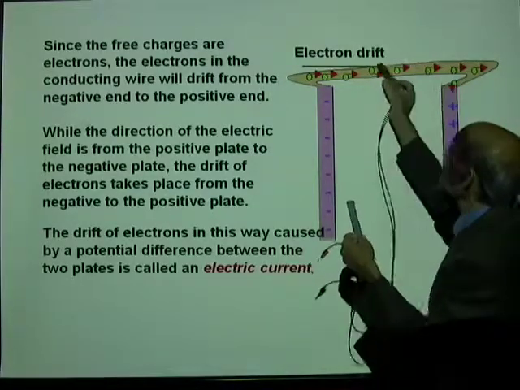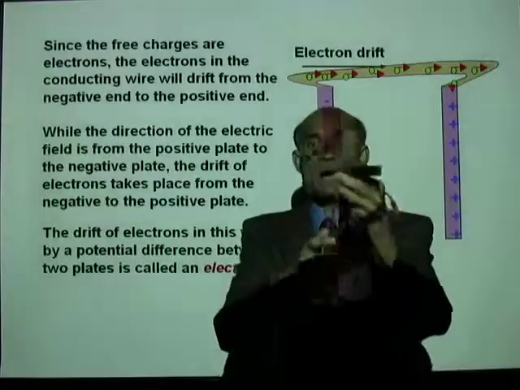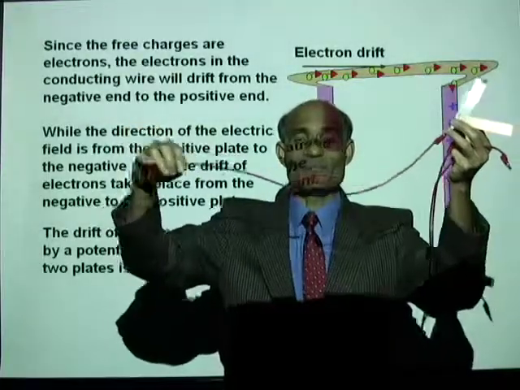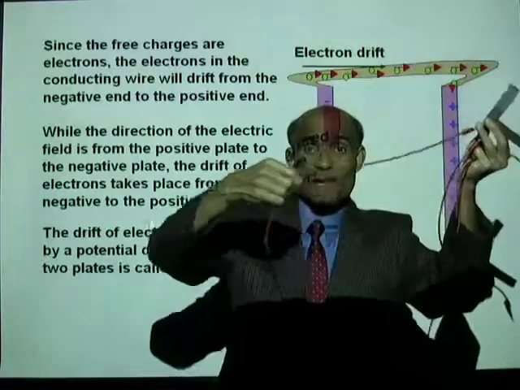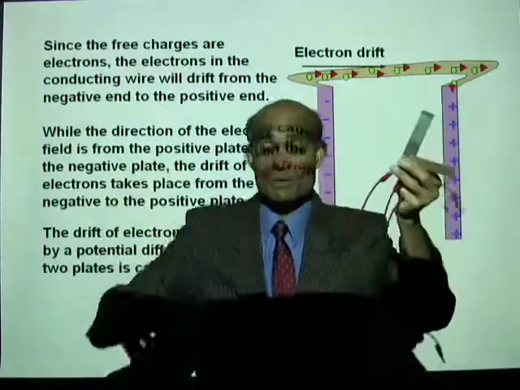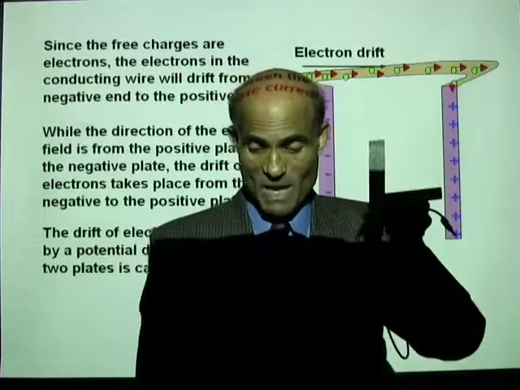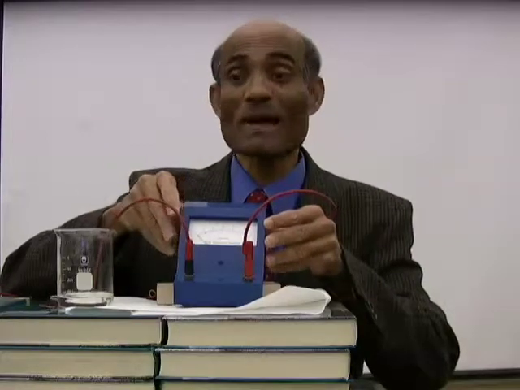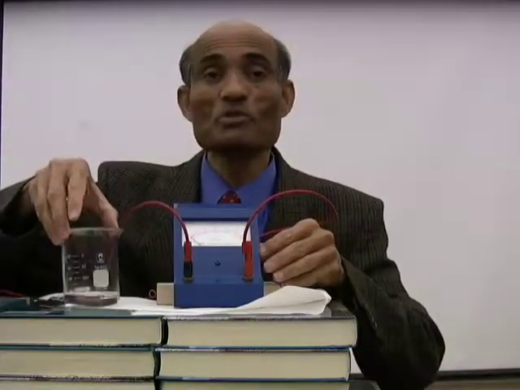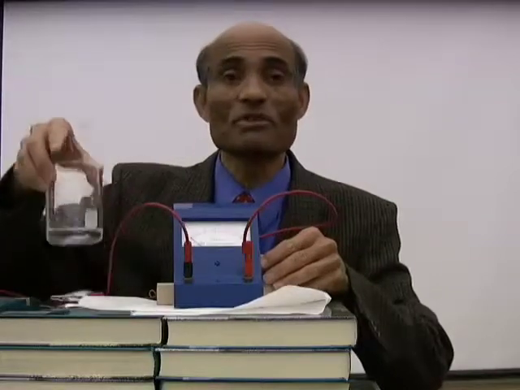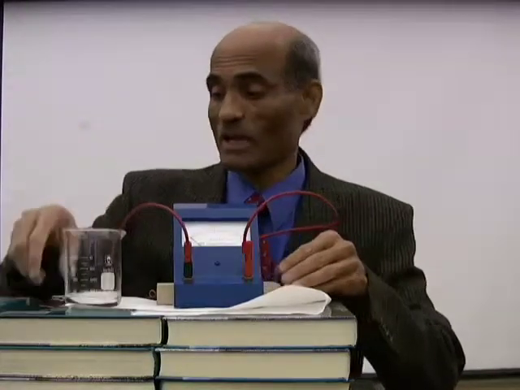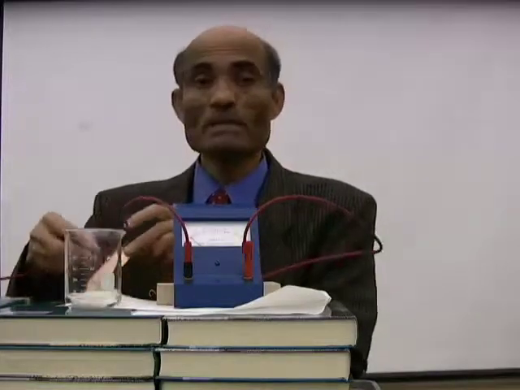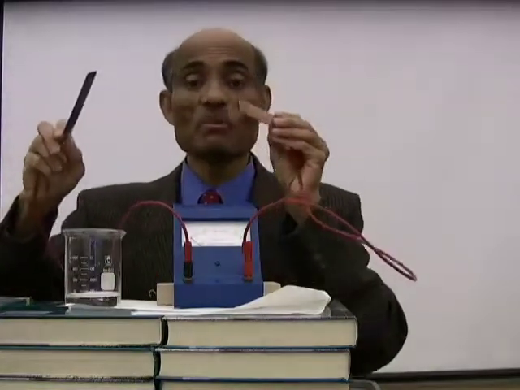What will happen if I connect those two externally by a conducting wire? An electric field will be set up. You see that? And a current will flow. Well, let me see if I can show that to you. Here I have a meter that will measure the potential difference between the two electrodes when I dip those two metal plates in dilute sulfuric acid. This is dilute sulfuric acid, and I have the copper plate and I have the zinc plate.